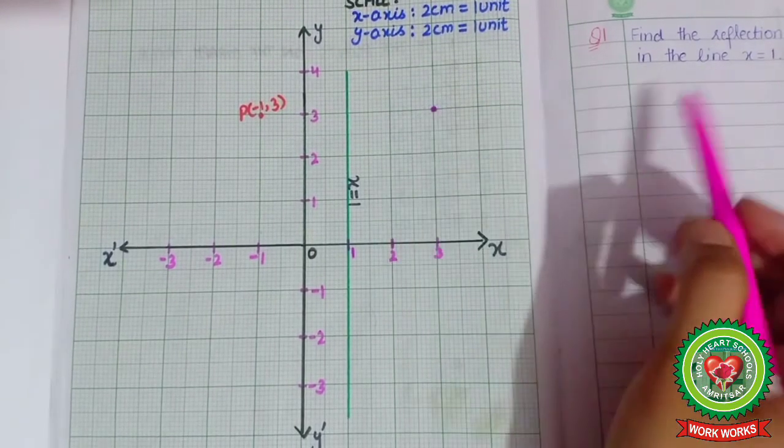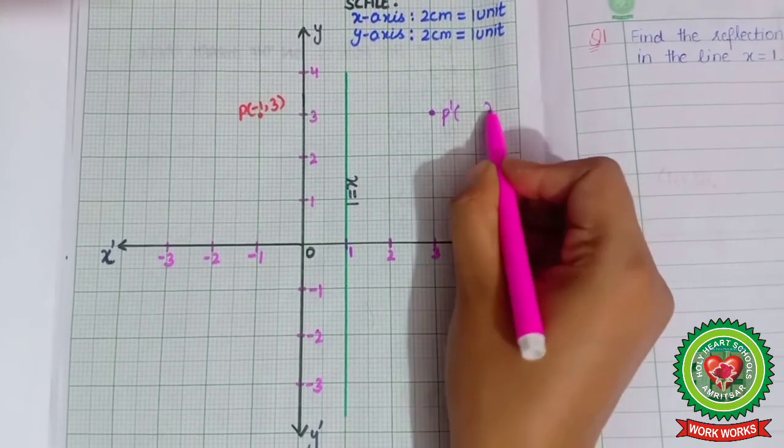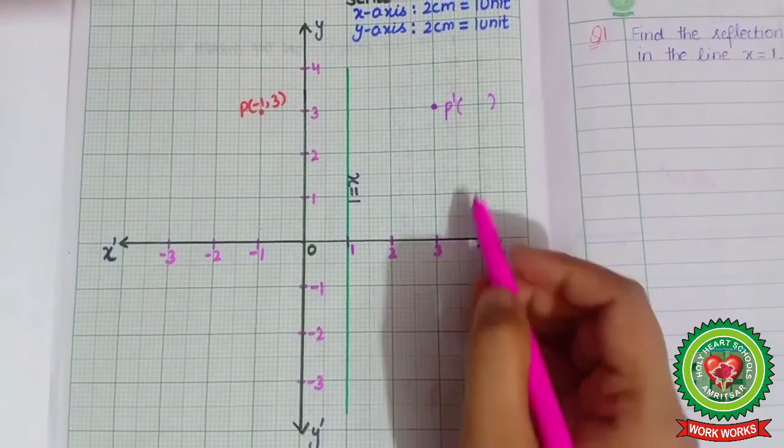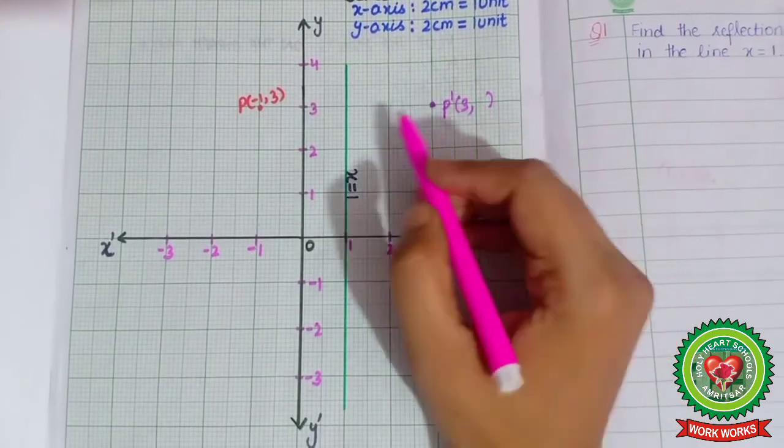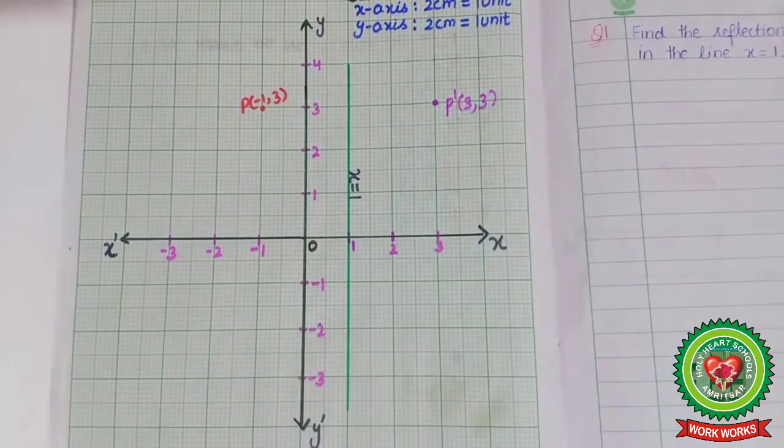Here this point's name is now P dash, and its value on the x-axis is 3 and on the y-axis also the value is 3. So this is the coordinate after reflection in the line x equals 1.